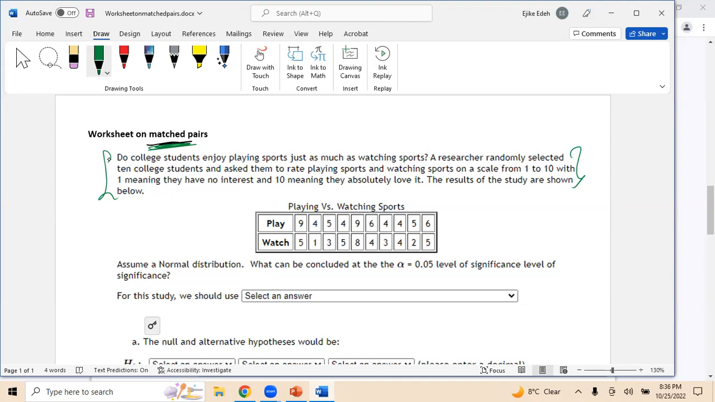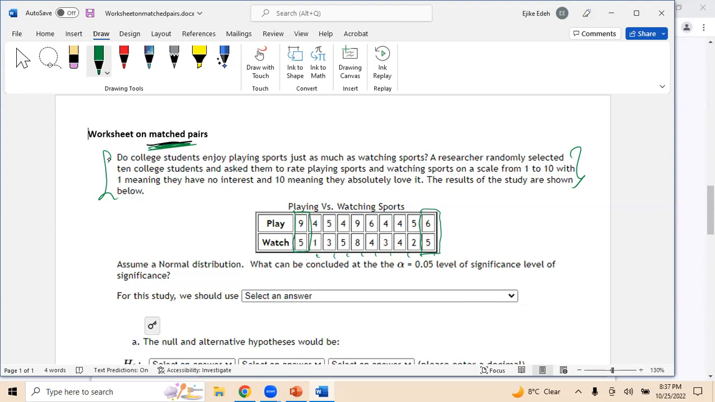So let's read through. Do college students enjoy playing sports just as much as watching sports? A researcher randomly selected 10 students and collected the following data from them. So from each student, so these are 1, 2, 3, 4, 5, 6, 7, 8, 9, 10 students. From each student, a pair of data was gotten. From the 10th student, 6 and 5 was gotten. From the first student, 9 and 5 was gotten, right?